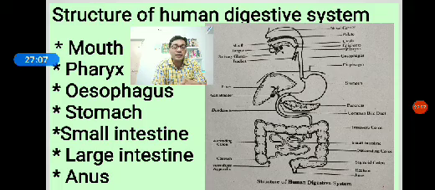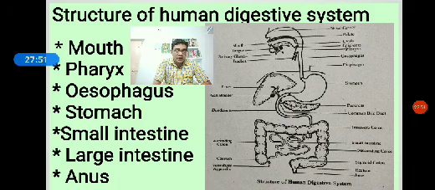Okay, then we come to the next organ. The wall of the small intestine has a number of small finger-like projections called villi. The villi are in turn made up of microvilli. The villi and microvilli increase the surface area for absorption. The wall of the small intestine also produces intestinal juice.